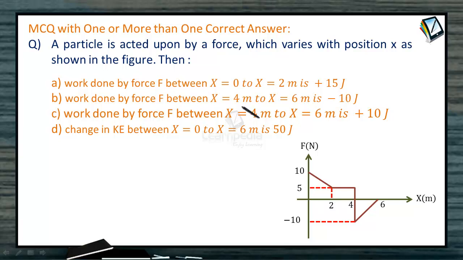Work done by the force between 4 meter to 6 meter is minus 10 joules. Work done by the force between x equals 4 meter to x equals 6 meter is plus 10 joules. Change in kinetic energy between 0 to 6 meter is 50 joules.